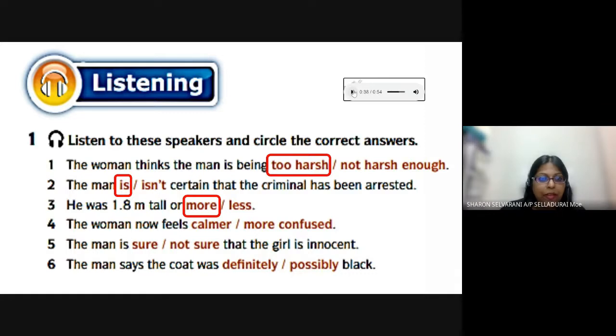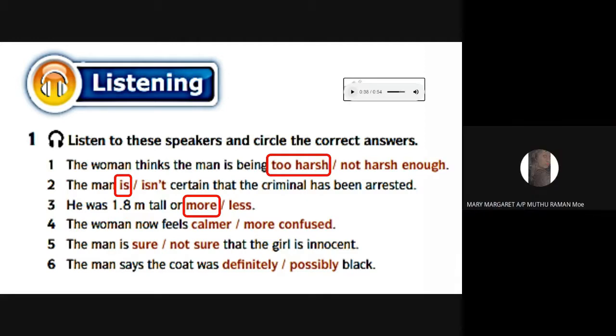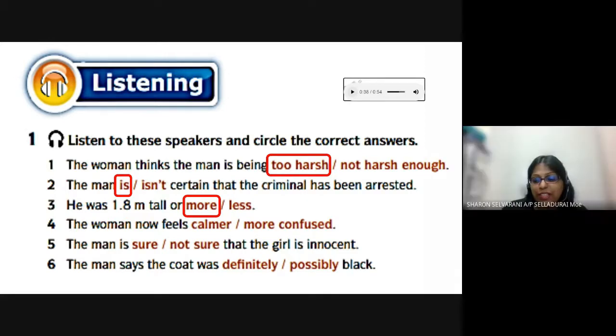Five. The woman now feels calmer or more confused. So she now feels calmer. Reassure means you are giving assurance that everything is all right. Number five. The man is sure or not sure that the girl is innocent. Let's listen.